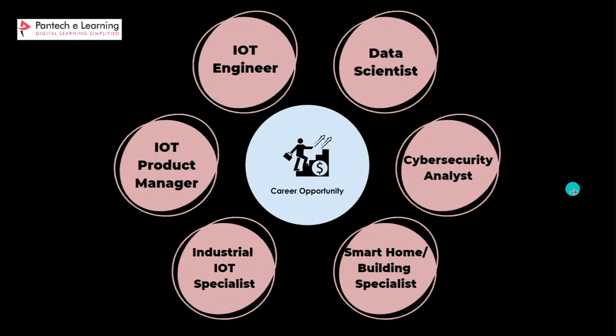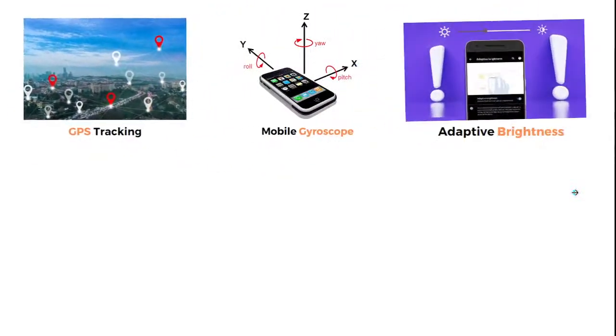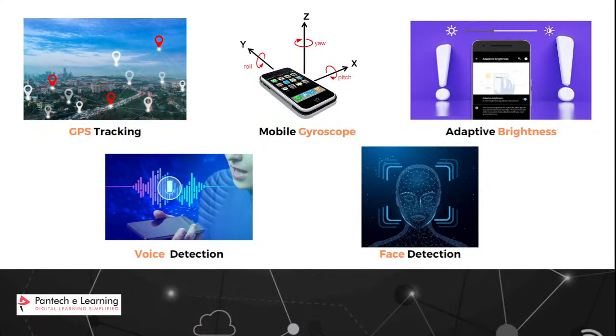So now let's dive into the topic actually. Okay. So first, mobile phones. Our mobile phones have GPS tracking, a gyroscope, and adaptive brightness, which is adjusted according to the light falling on it, right? And coming to voice detection and face detection, which identify the user. These are a lot of features that come pre-built on the mobile phone.